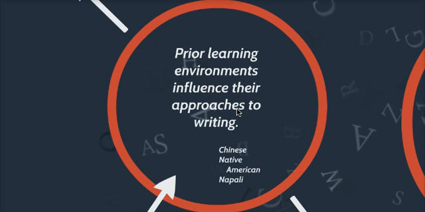The prior learning of students is very important also for teachers to learn and understand because the types of environments that they have experienced in their home countries before coming to the United States may be quite different from ours.